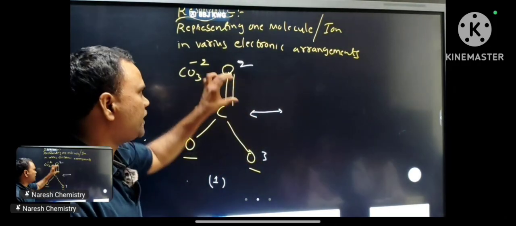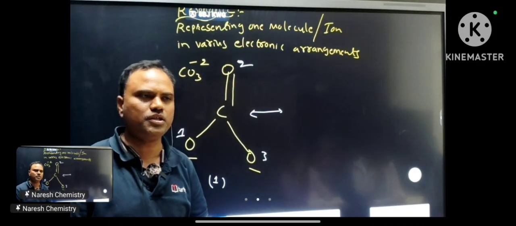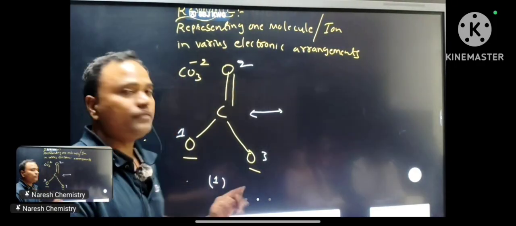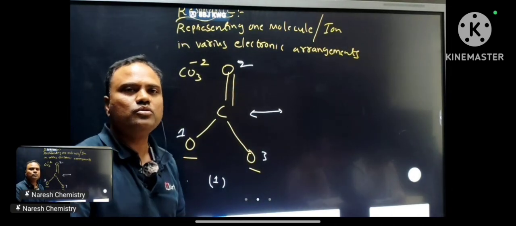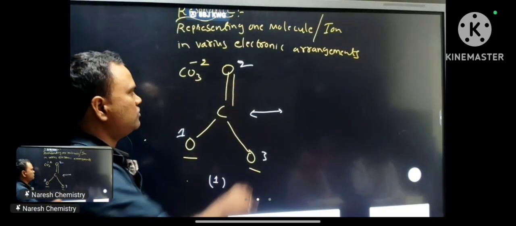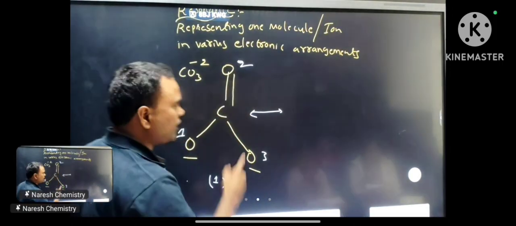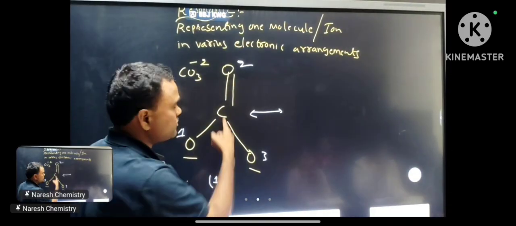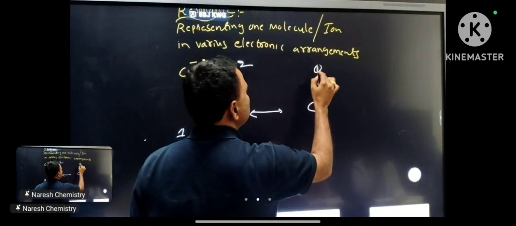Now we can write this double bond between the first oxygen and carbon. That is one possibility, yes or no? After that, we can write the double bond between carbon and the third oxygen. So how many resonating structures are we getting? Two more. You can write the double bond between carbon and the second oxygen, or between carbon and the first oxygen, or carbon and the third oxygen. So two more resonating structures are possible.